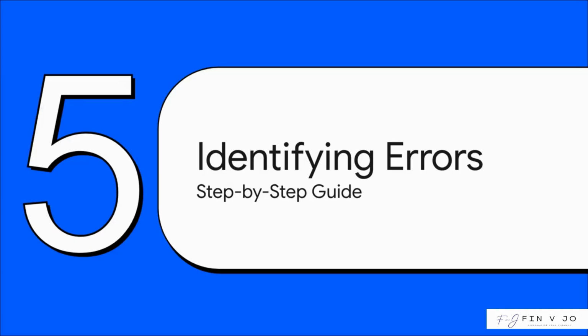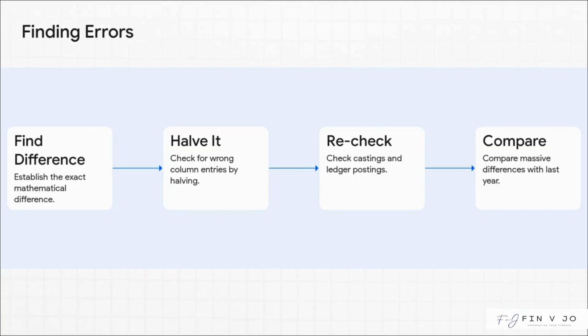Section 5, Steps to Identify Those Errors. All right, grab a pen, because here is your step-by-step exam checklist for investigating an unbalanced trial balance. Step 1, find the exact mathematical difference. Step 2, take that difference and cut it in half. Why? Well, think about it. If you posted a $500 debit into the credit column by mistake, your trial balance is actually going to be off by $1,000. So halving the difference helps you instantly spot those transposed column errors.